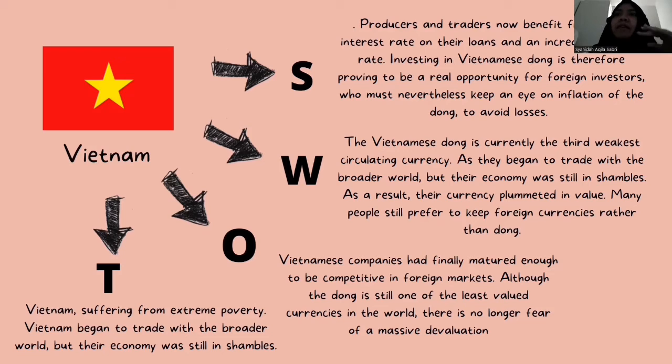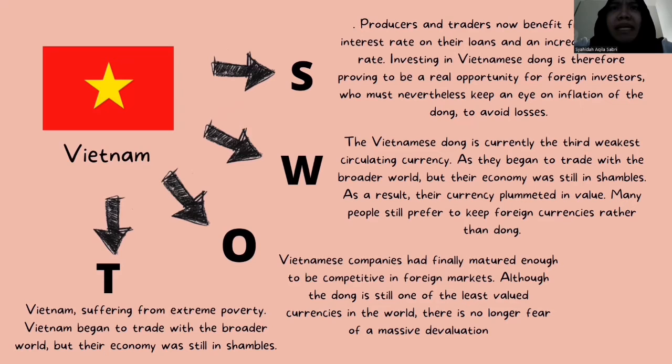But bila dia macam deflasi ataupun ada at some point dia punya currency akan naik. So actually Vietnam punya currency ni is good for investment juga. Cuma itulah kena watch out for dia punya ni lah, inflation, dia punya FDI turun naik. So now dia punya weakness, the Vietnamese dong is currently the third weakest circulating currency, as they began to trade with the broader world, but their economy was still in shambles.